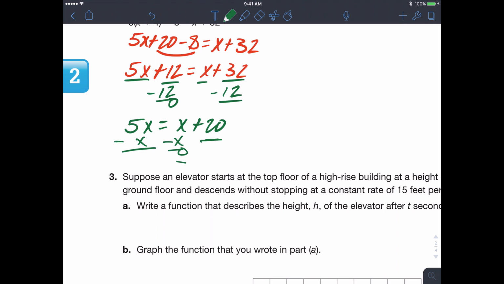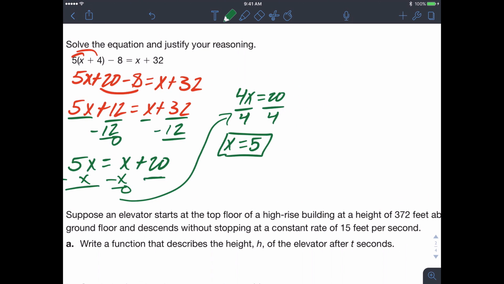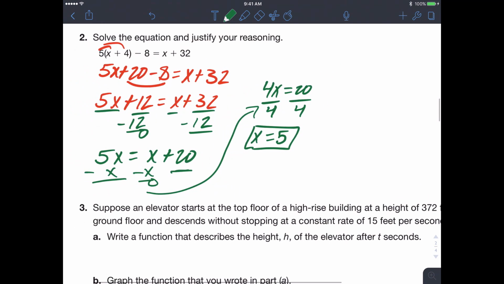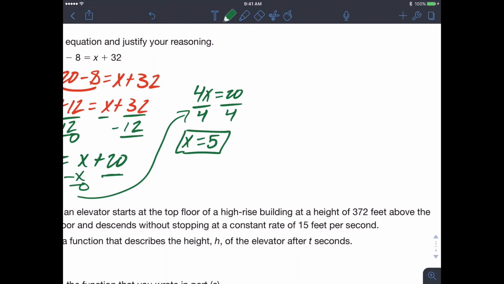Now I'm going to move up here. 4x equals 20. And then the opposite of multiplication is division. We're going to divide by 4. x equals 5. Okay. Now when it says justify, I think justifying is just plug it in and check it. That's justification enough for me.